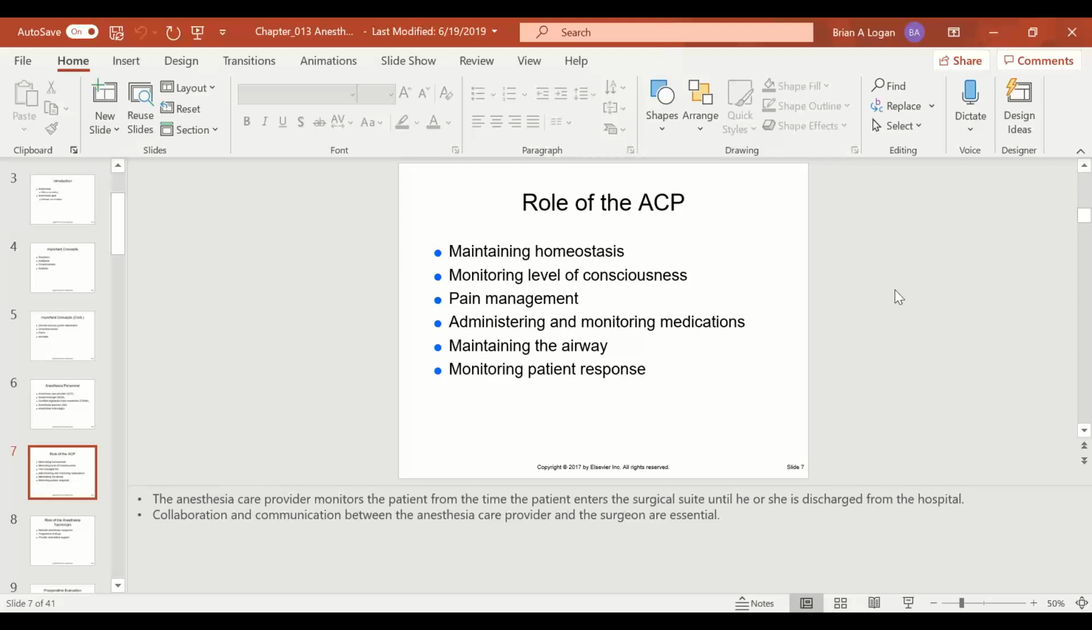Definitely maintaining that airway, right? And that was evident when we're moving the patient and positioning patients. We always have to get anesthesia's approval because of that airway issue. We do not want to do anything that compromises that airway because then it compromises the patient.